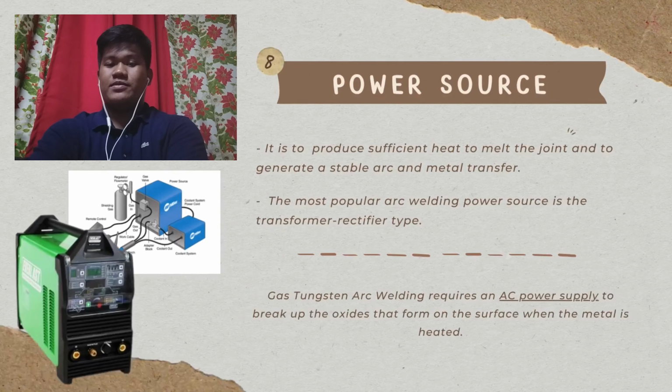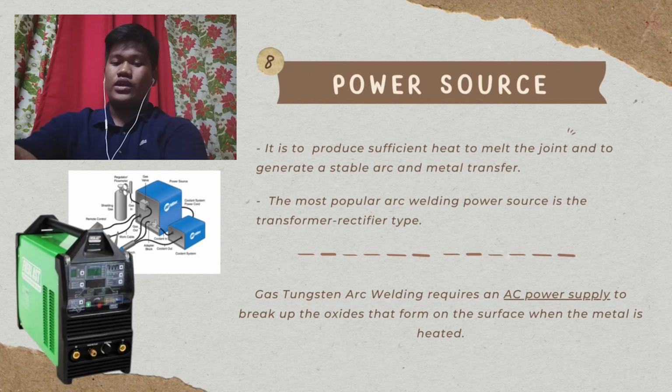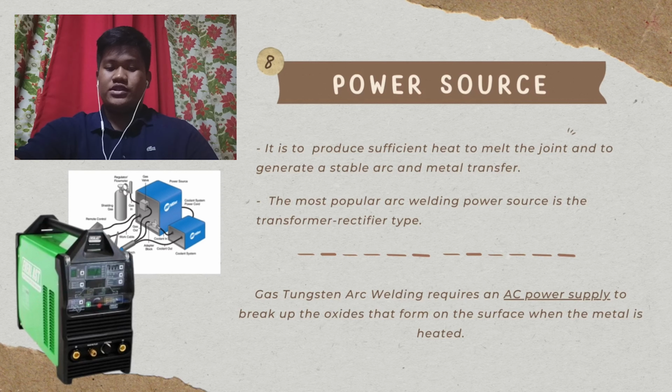Hi, my name is Nicole Magsino, and I'm here to talk about the primary function of the power source or power supply. The power source produces sufficient heat to melt the joint and to generate a stable arc and metal transfer. Welding power sources for gas tungsten arc welding, or GTAW, can be alternating current, direct current, or both alternating and direct current in one machine. The most popular arc welding power source is the transformer rectifier type.